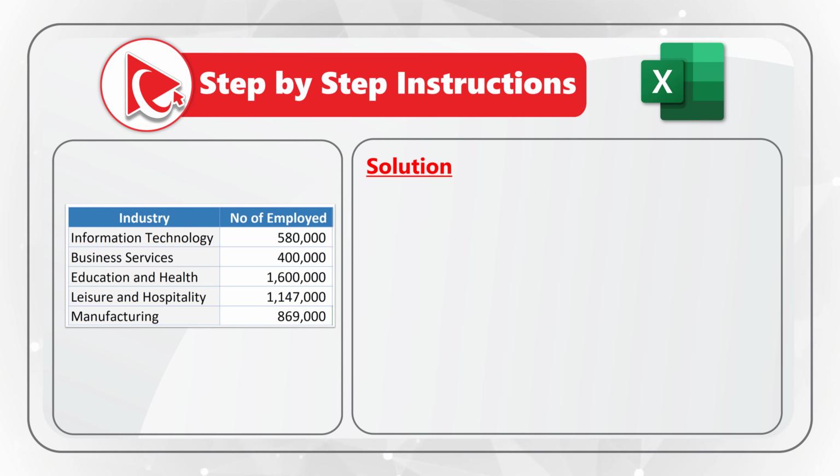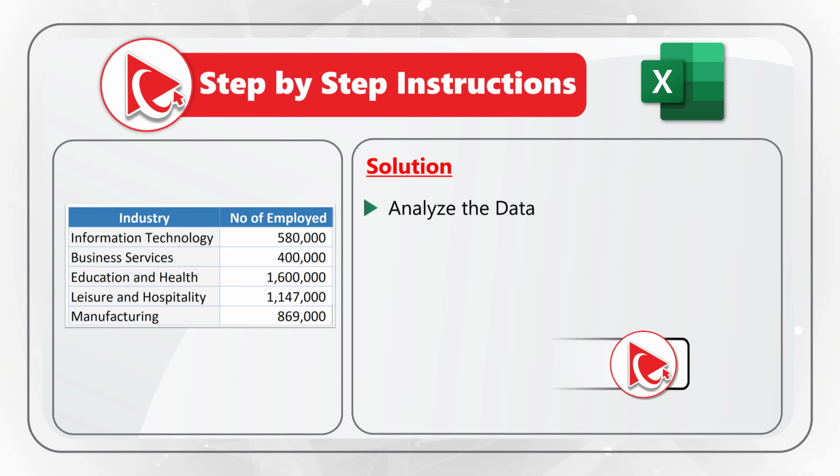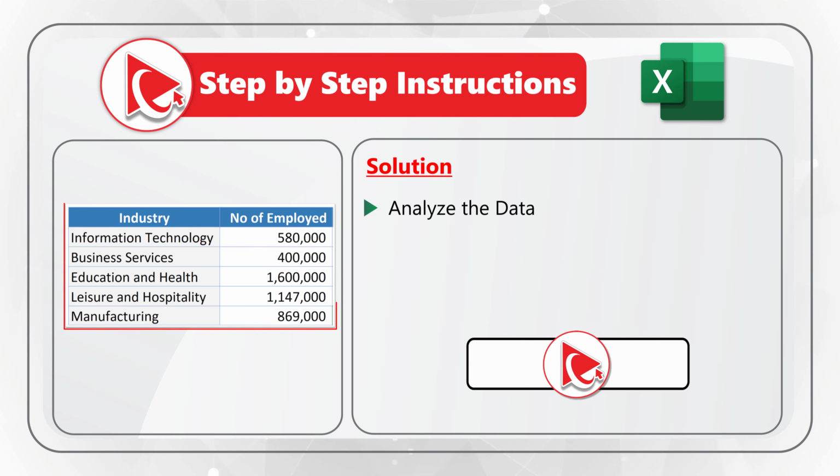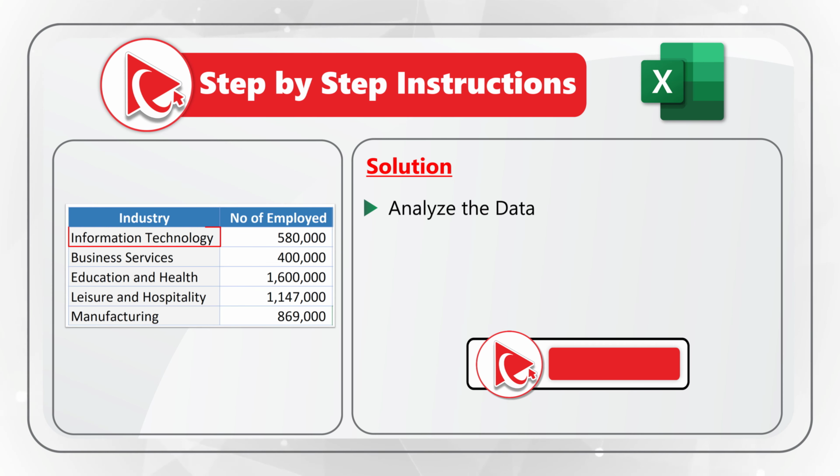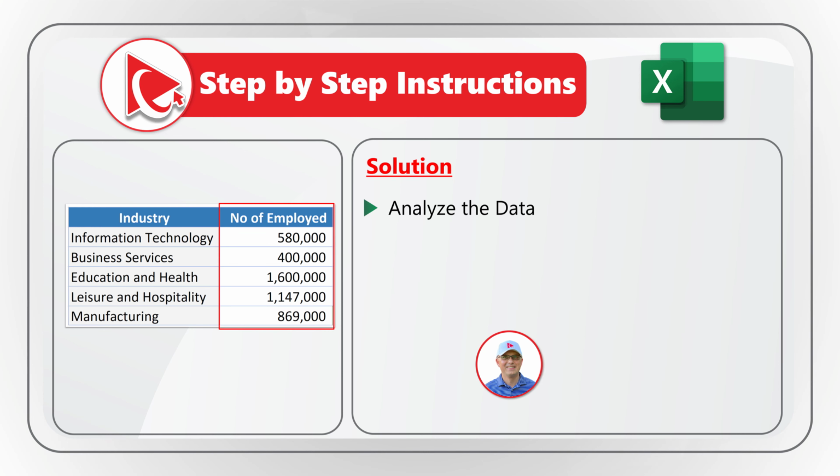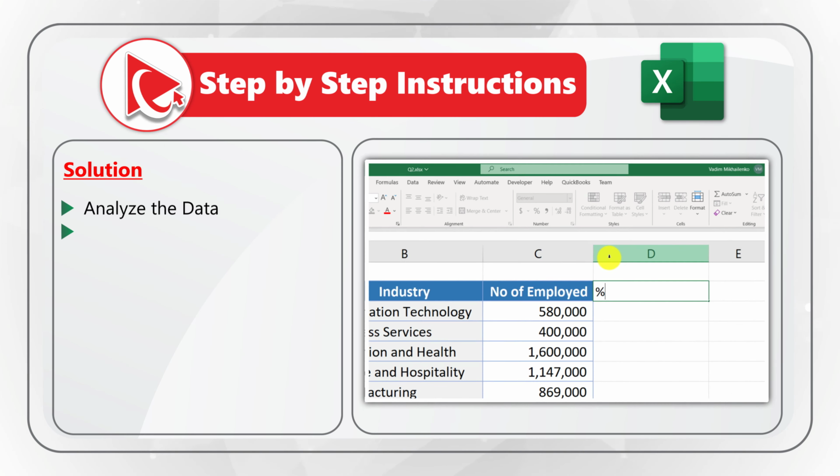The first step is to analyze the data. What we see here is that we have data broken down by the industry. We have information technology, business services, education and health, leisure and hospitality, as well as manufacturing, and number of employed people in each industry.